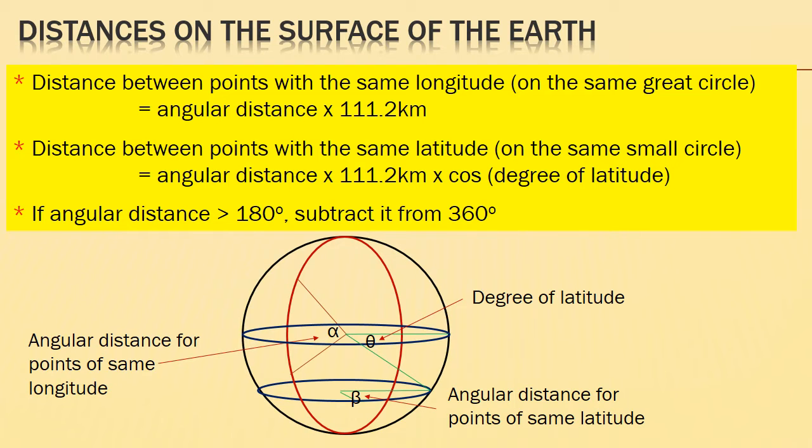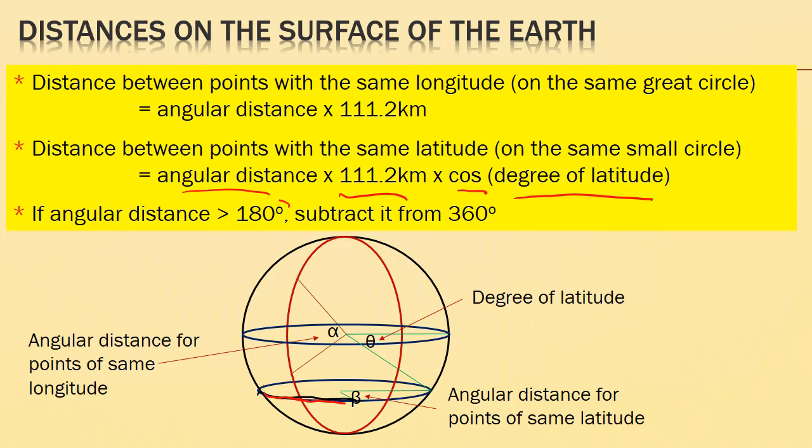So if I want to look at the distance between 2 points on the same longitude or any great circle, it's just the number of degrees multiplied by 111.2. Those number of degrees we call the angular distance. Now, if we're looking at distances between points on the same latitudes, that is the small circles, then it's a little bit trickier. It's the number of degrees, or the angular distance, multiplied by 111.2, and then we're going to multiply it by the cosine of the degree of latitude.